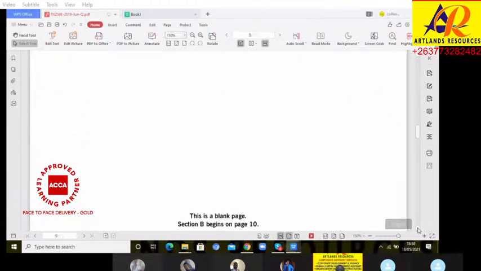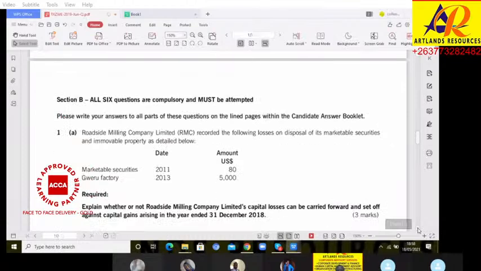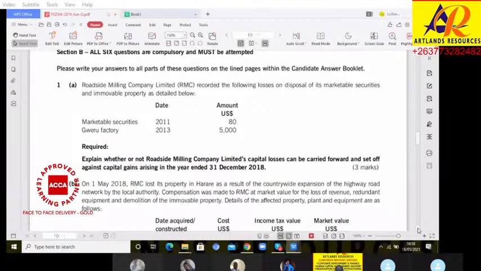Right. Roadside Milling Company recorded the following losses on disposal of marketable securities and immovable property as detailed below.